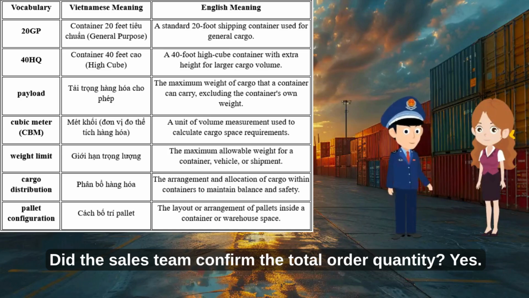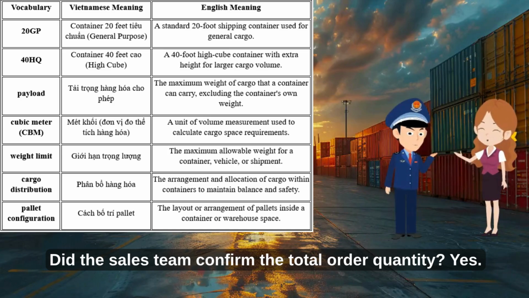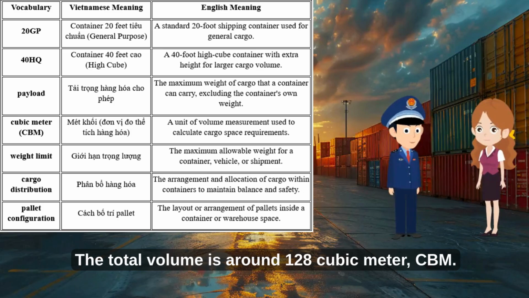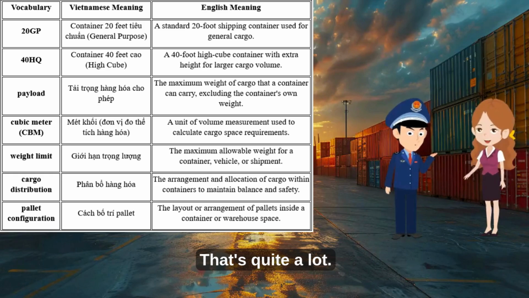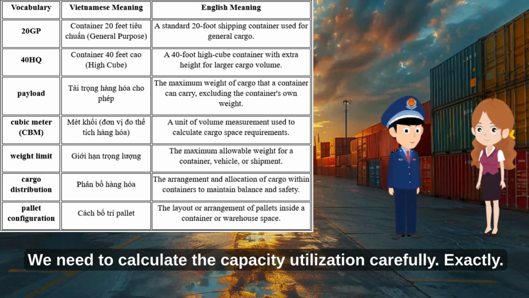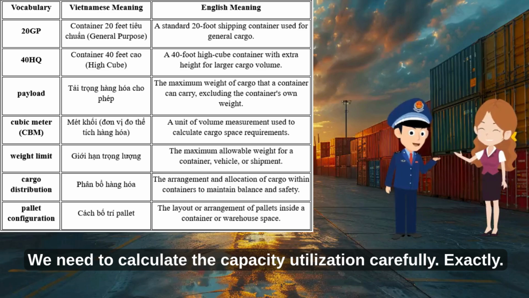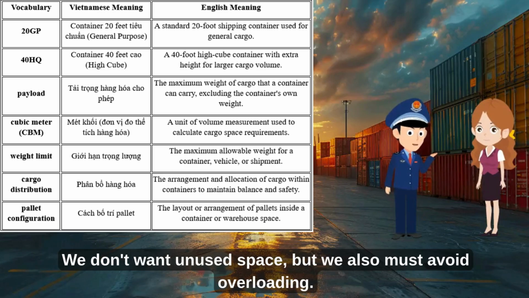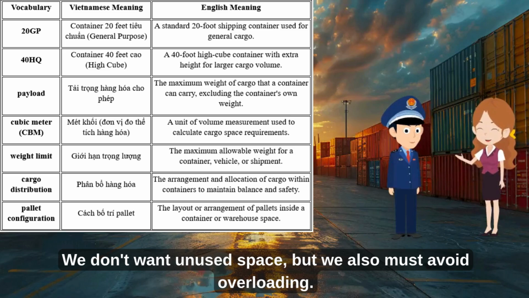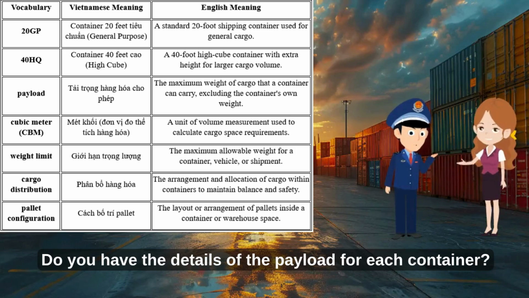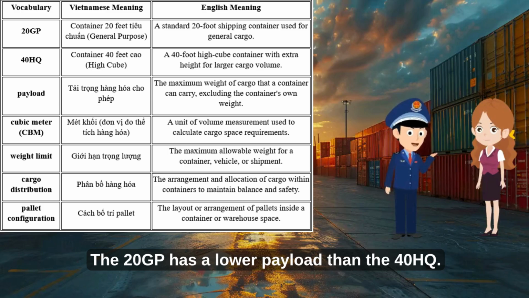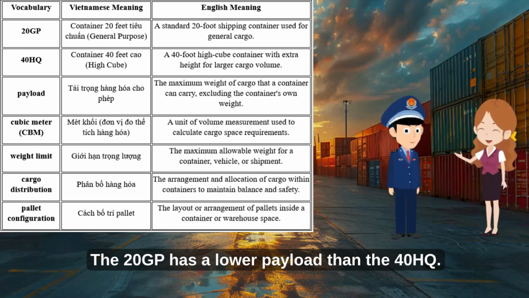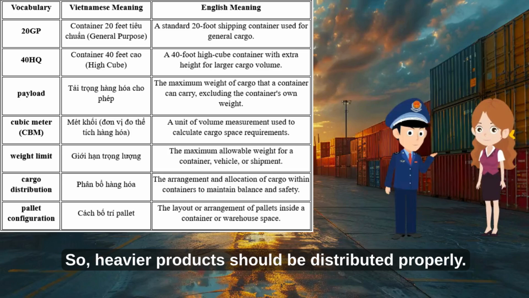Did the sales team confirm the total order quantity? Yes, the total volume is around 128 cubic meters, CBM. That's quite a lot. We need to calculate the capacity utilization carefully. Exactly. We don't want unused space, but we also must avoid overloading. Do you have the details of the payload for each container? The 20 GP has a lower payload than the 40 HQ, so heavier products should be distributed properly.